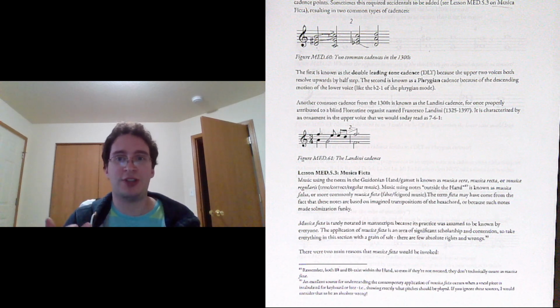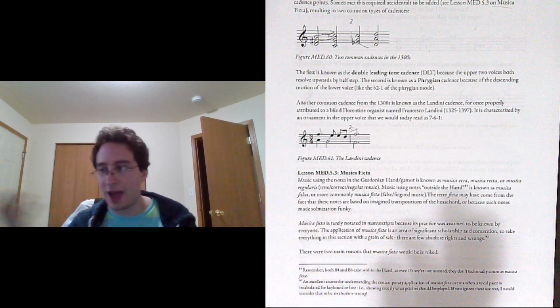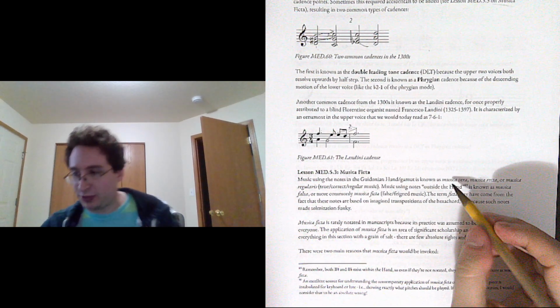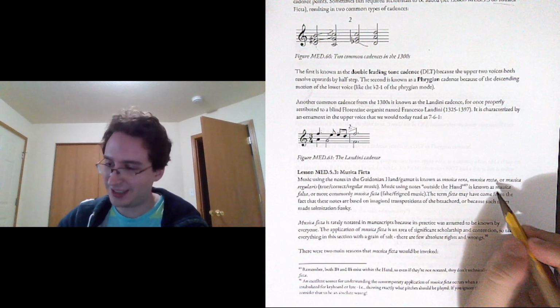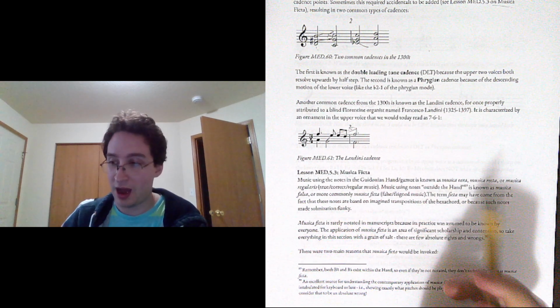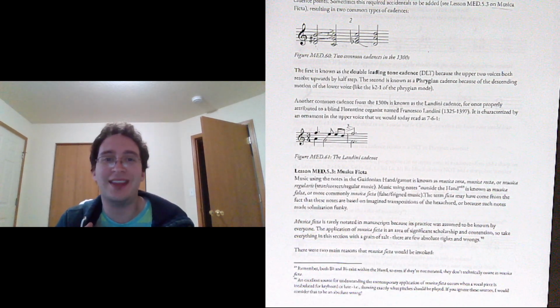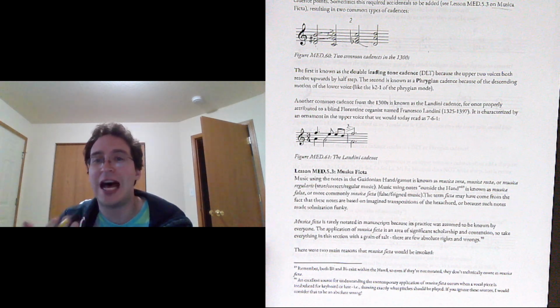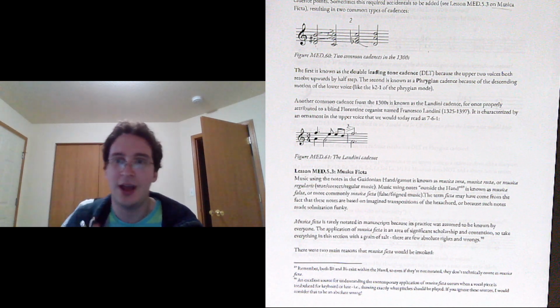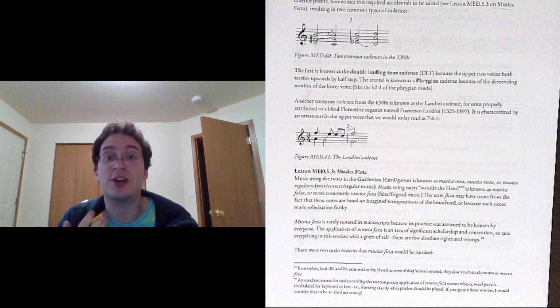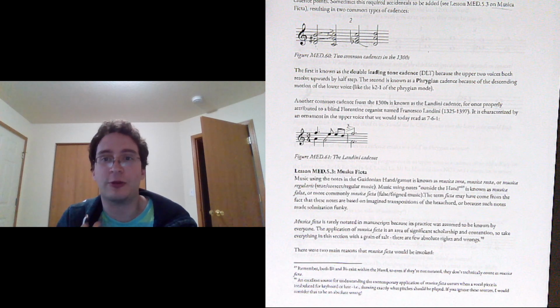So, when you use notes that are in the Guidonian hand, or the gamut, this was known as musica vera, musica recta, or musica regularis. True music, correct music, regular music. And then if you use notes that were outside the hand, that did not appear on the hand, then that was known as musica falsa, or more commonly musica ficta. False music or feigned music.